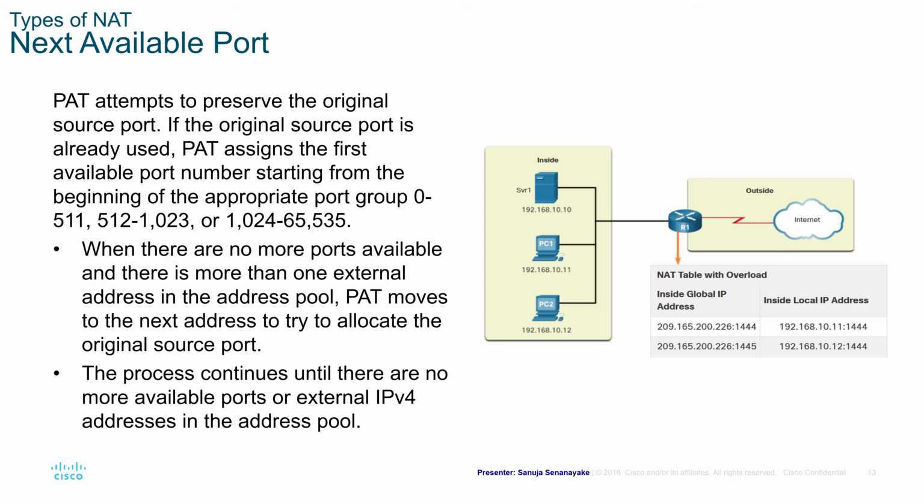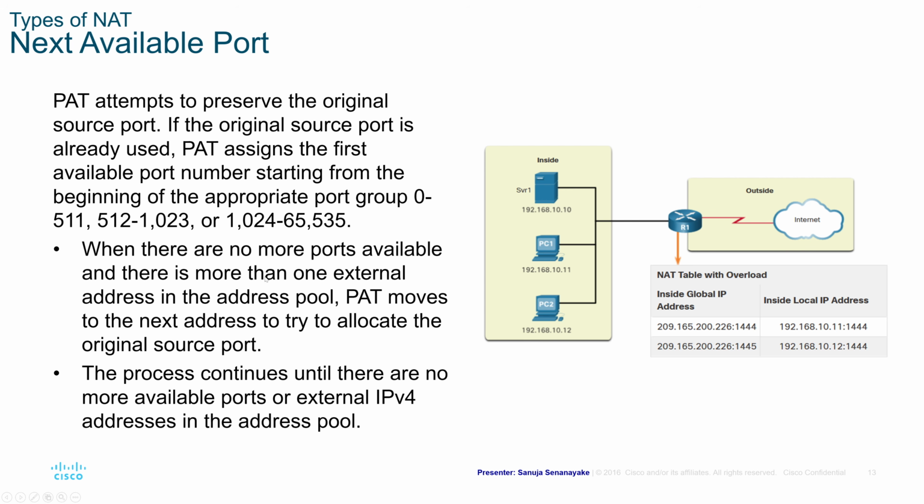Next available port. PAT attempts to preserve the original source port. If the original source port is already used, PAT assigns the first available port number starting from the beginning of the appropriate port group. It could be 0 to 511, 512 to 1023, or 1024 to 65,535. So if the original port falls in one group, PAT finds an appropriate port within that group, and if it falls in another, it finds a port in that one.